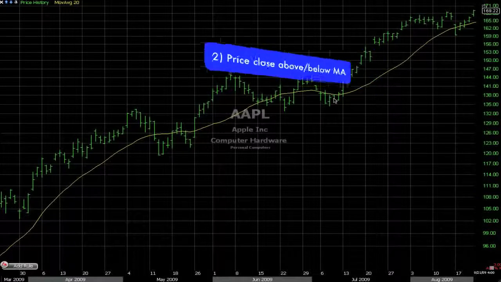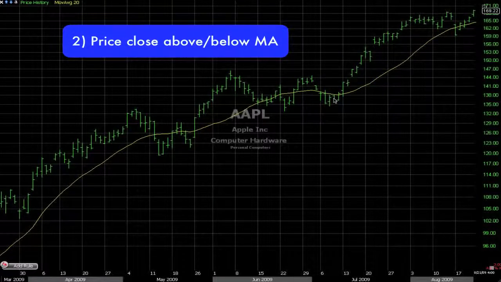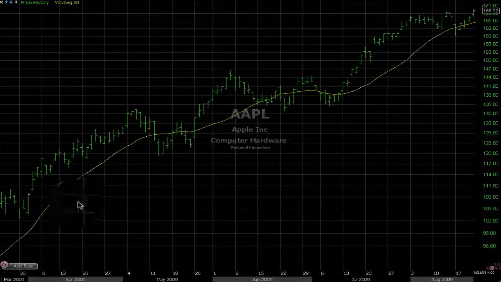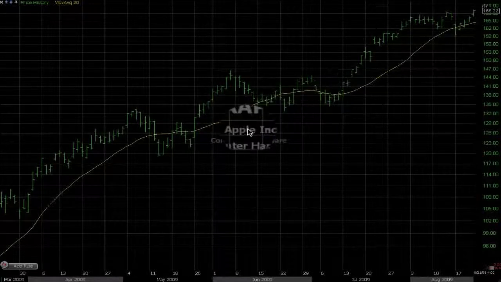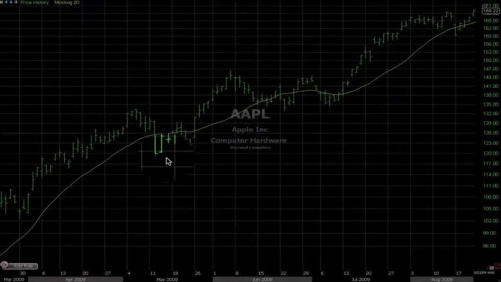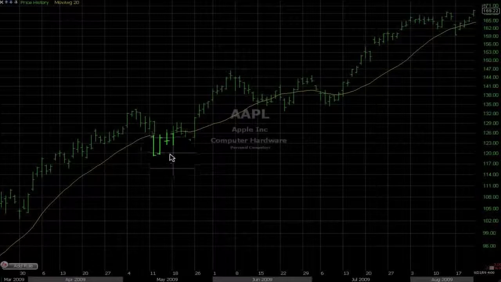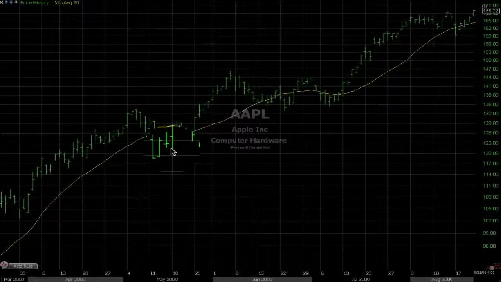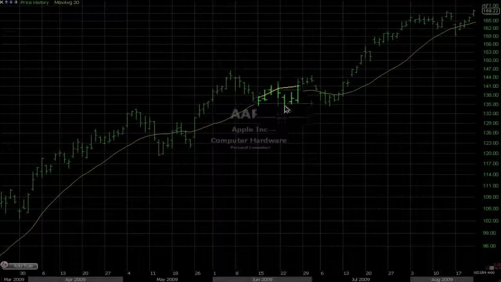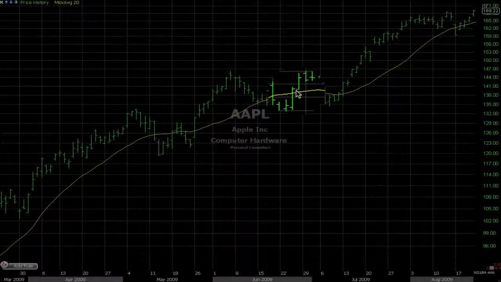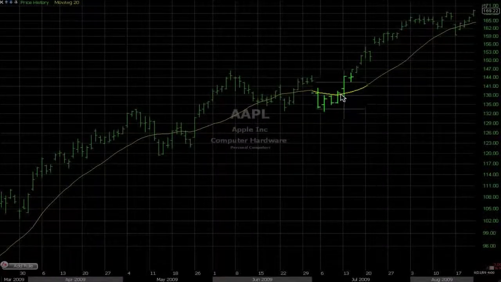The second way to use MAs for entries could be a close above the MA, or under for that matter. But in this case we do have an uptrend, so we only want to take long plays. So we're looking for closes above the MA. Preferably after an X amount of bars closing underneath, because we do need some pullback to give us an entry. So a close above the MA here could be an entry. A close above here could be an entry, or this one could be an entry.